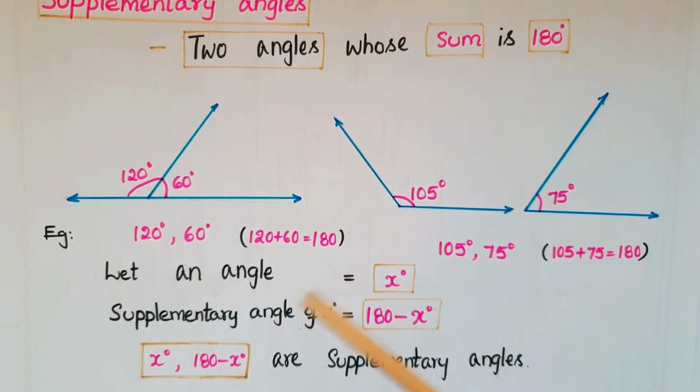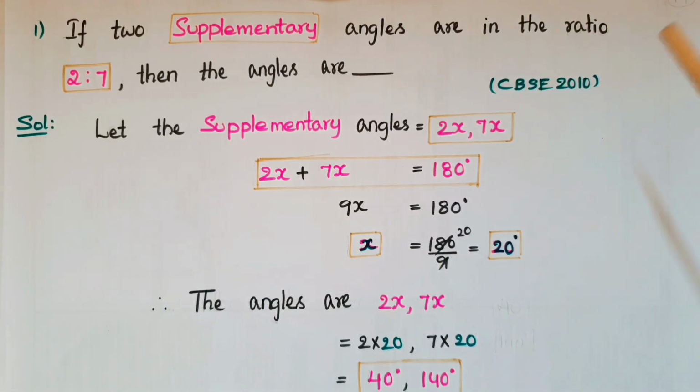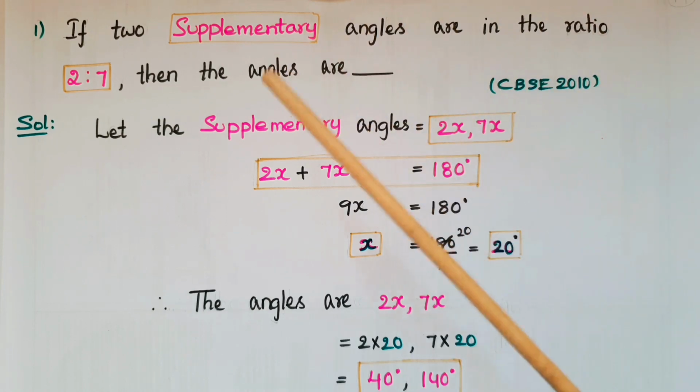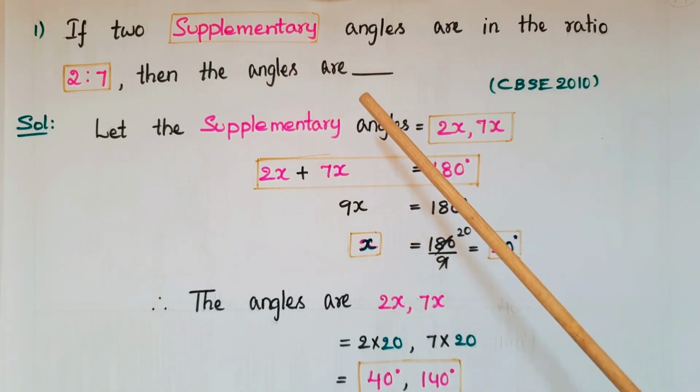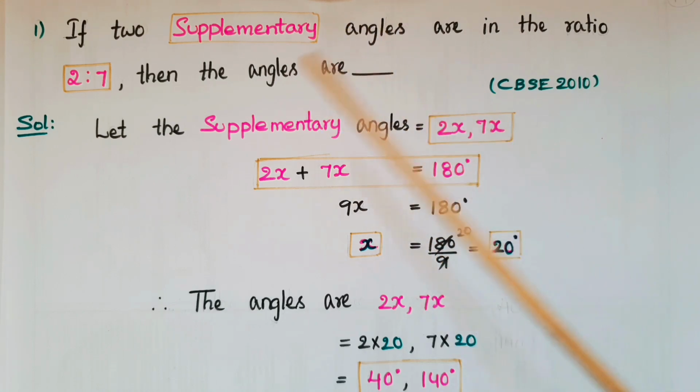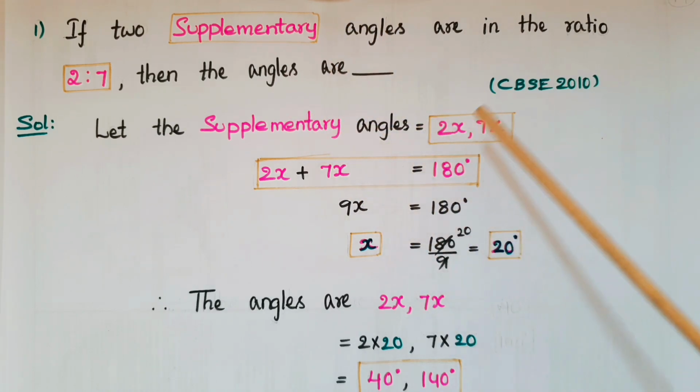So let an angle be x degrees, then the supplementary angle of x degrees is equal to 180 minus x degrees. So x degrees, 180 minus x are supplementary angles. This question was asked in the CBSE 2010 exam. If two supplementary angles are in the ratio of 2:7, find the angles. So here the ratio of supplementary angles is 2:7. So let the supplementary angles be 2x, 7x.